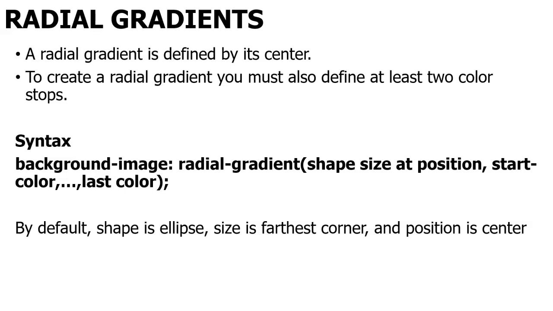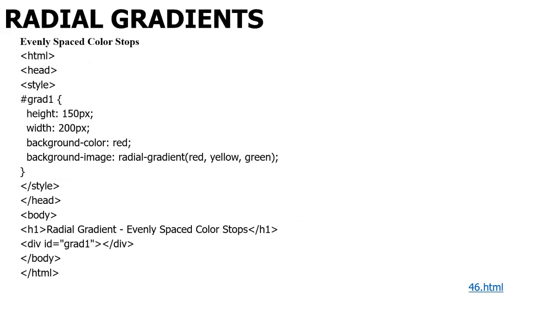Previously it was directions, right? Here you will have shapes because it is starting from the center. The default shape is ellipse. If you want it in a circle, you can give circle, comma, and the colors you want. That is possible. You can also give evenly spaced colors, and all these we'll see one by one. So here you have evenly spaced colors. I have not mentioned any shape, so by default it will take the ellipse. Now see, I have created the ID called grade 1 where I have fixed my height and width, followed by the background color, and here I have mentioned background-image.